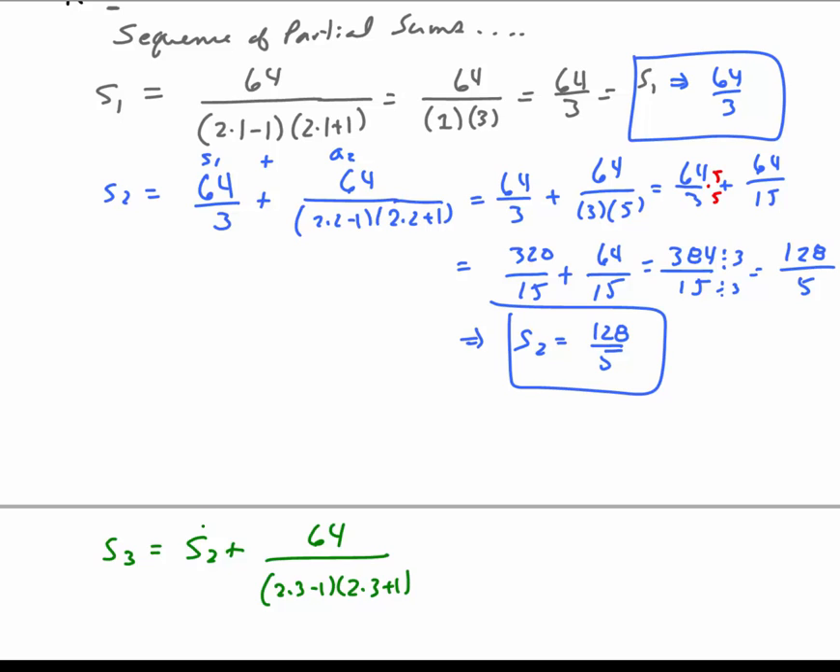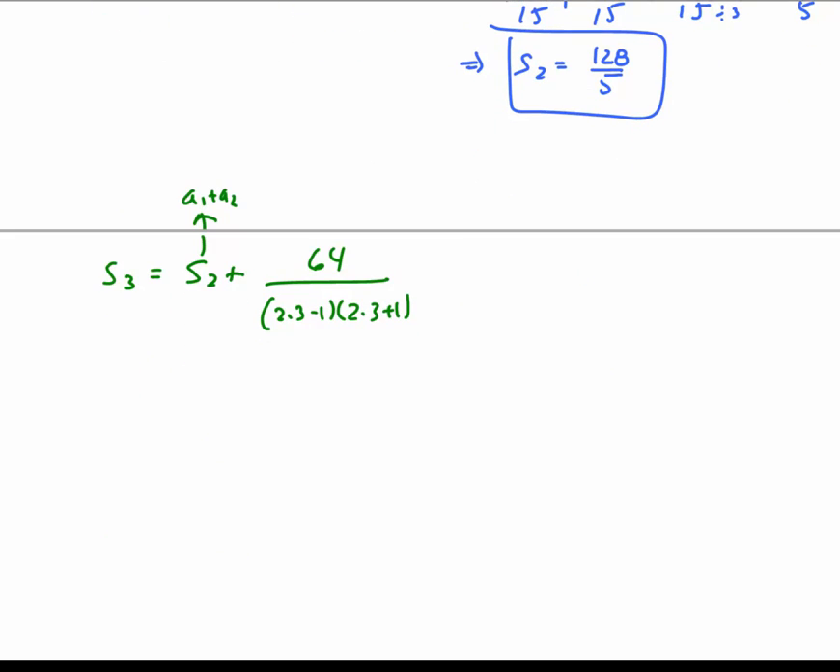So s sub 1, remember, was just the first term. S sub 2 was the first two terms added together, so this was a1 plus a2. So now as we're working, I know s sub 2. S sub 2 was 128 over 5. So I have 128 over 5. Now if you want, you can write out the first three terms, or you can just use your math from the last one. So this next one would be 64 over 2 times 3 is 6 minus 1 is 5, 2 times 3 is 6 plus 1 is 7.